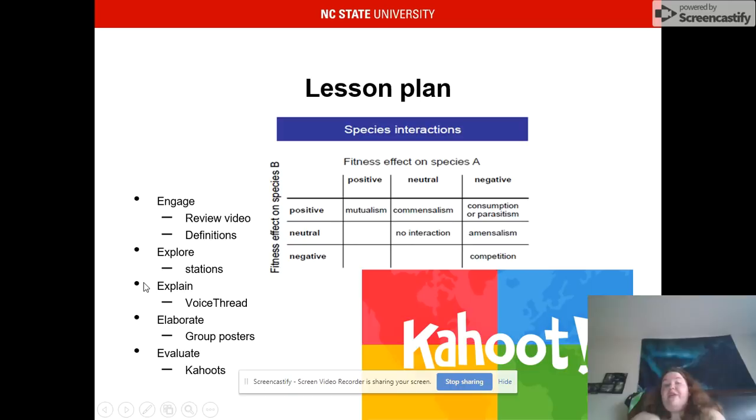And then for day 2, I'm going to do explain, elaborate, and evaluate. The explain and elaborate kind of go together. They'll do a voice thread and a group poster for each of them and be able to explain what the type of interaction is, give an example such as the sea anemone and the clownfish, and be able to use that to say, hey, this is what would happen to these organisms if they weren't having this type of interaction.